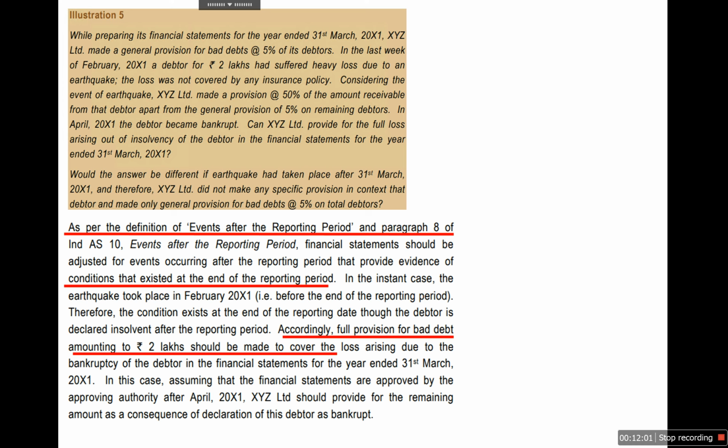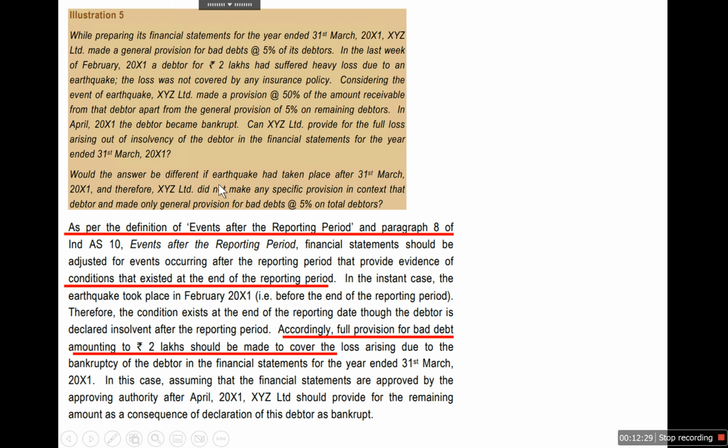Because there was an earthquake and the debtor's business has suffered heavy losses, the later event in April X1 just confirmed the existence of the condition, so it is considered an adjusting event, and the full provision for the bad debts amounting to 2 lakhs will be made to cover the loss.